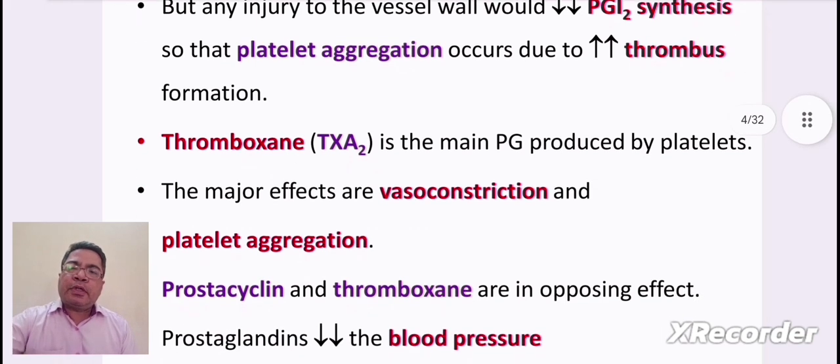Thromboxane A2 is the main prostaglandin produced by platelets. The major effects are vasoconstriction and platelet aggregation. Prostacyclin and thromboxane have opposing effects. Prostaglandins decrease the blood pressure.